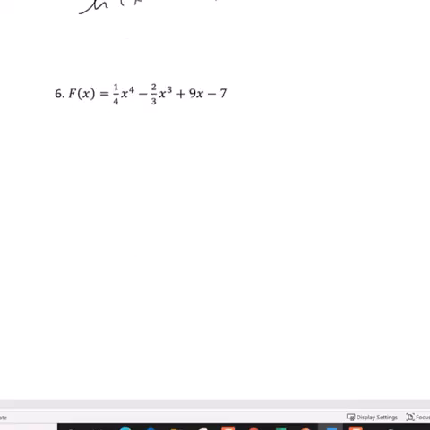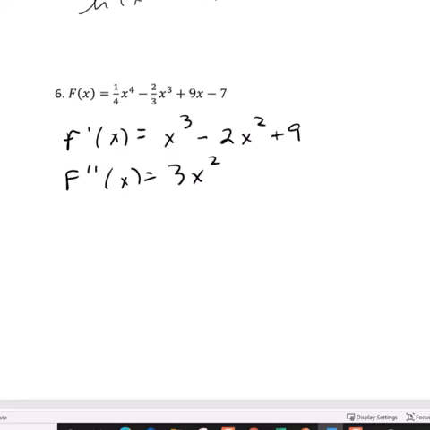Now I have f of x is 1/4 of x to the 4th minus 2/3 of x cubed plus 9x minus 7. F prime of x, the 4 cancels the 1/4, I have x cubed. The 3 cancels the 3, I have 2x squared. Then I have 9, and the 7 is gone. F double prime of x, I get 3x squared minus 4x, and then the 9 is gone.